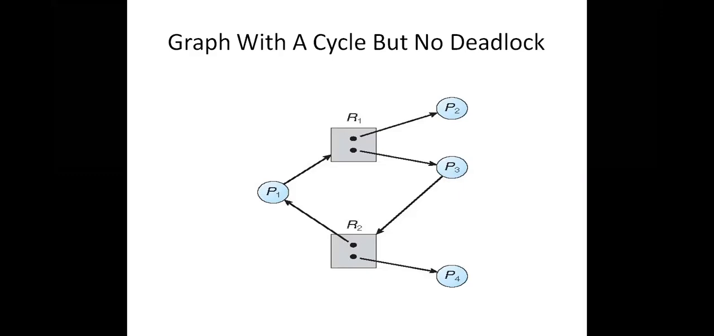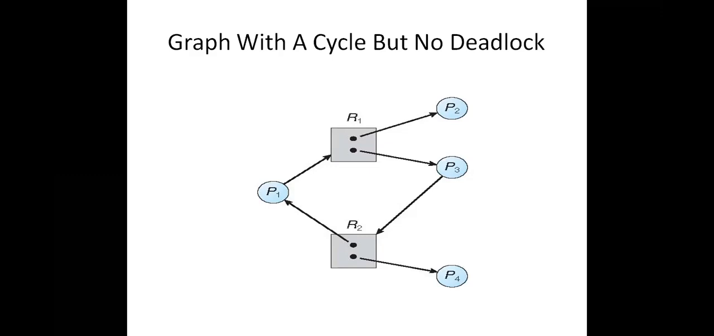So P2, after completing the task, will release the resource. After completing the task, P4 will also release the resource R2. Why? Because here we have two instances of R1 and two instances of R2. So either P2 may release first or P4 may release first, so that the released resource R1 will be assigned to P1. The released resource R2 will be assigned to P3.